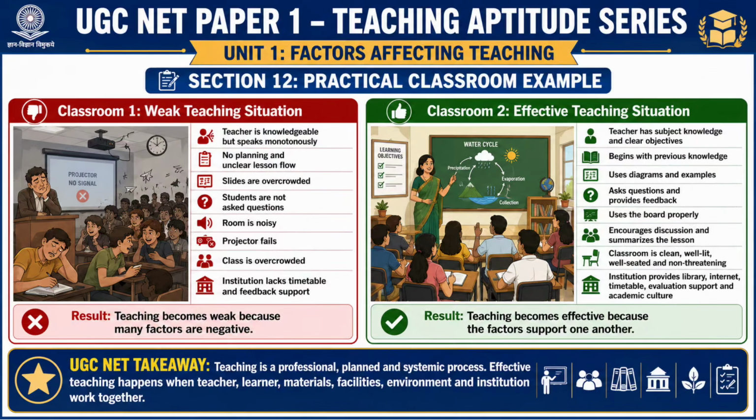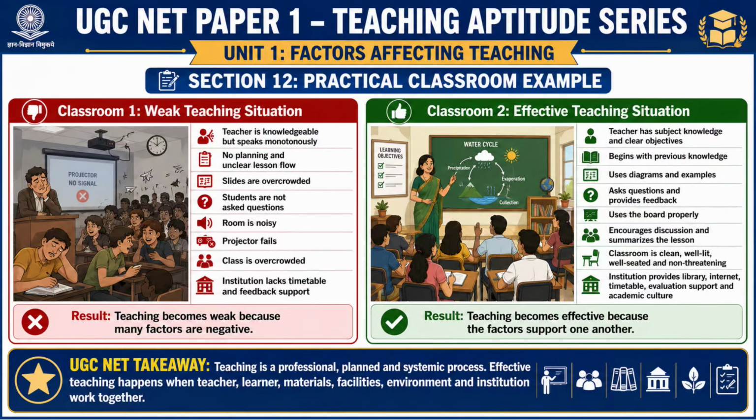Section 12. Practical classroom example. Let us imagine two classrooms. In the first classroom, the teacher is knowledgeable but speaks in a monotonous tone. There is no planning. Slides are overcrowded. Students are not asked questions. The room is noisy. The projector fails. The class is overcrowded. The institution has no proper timetable or feedback system. Here, teaching will be weak because many factors are negative.